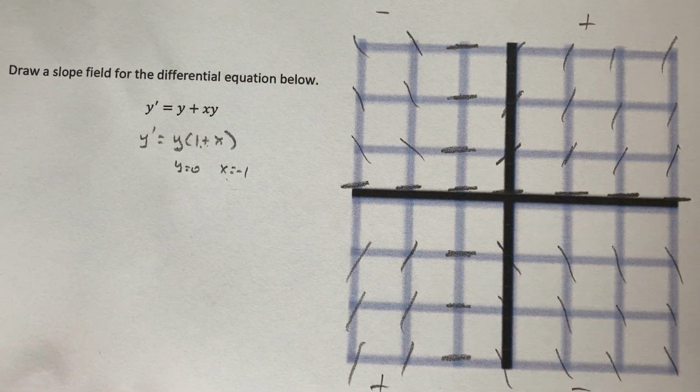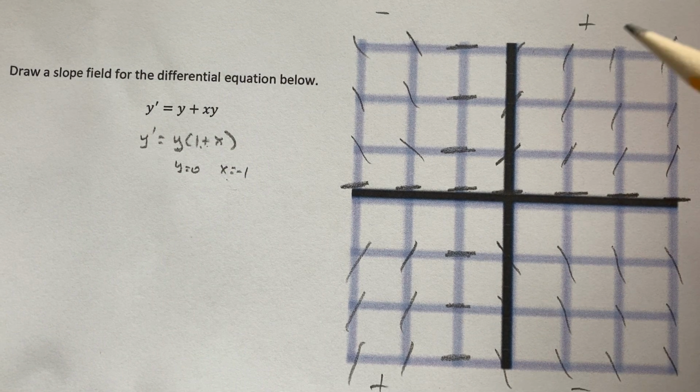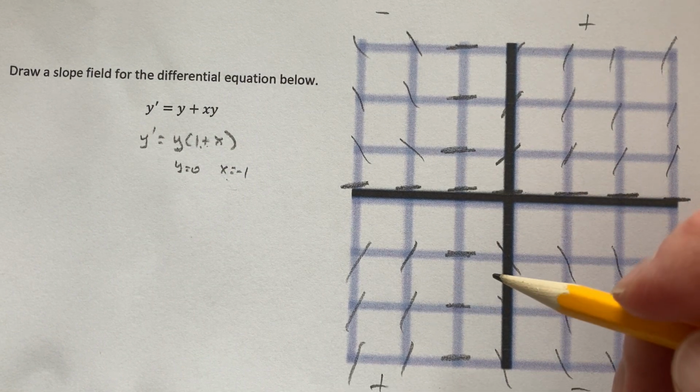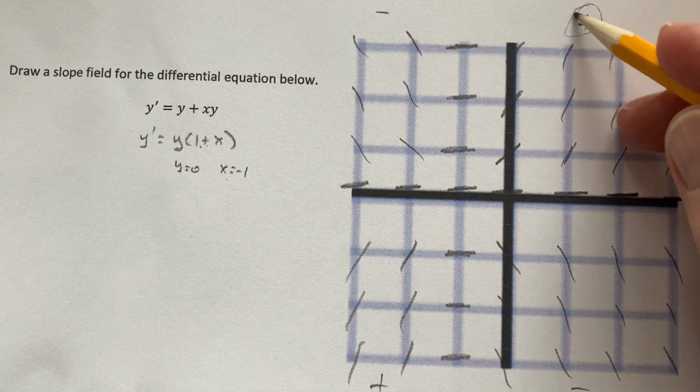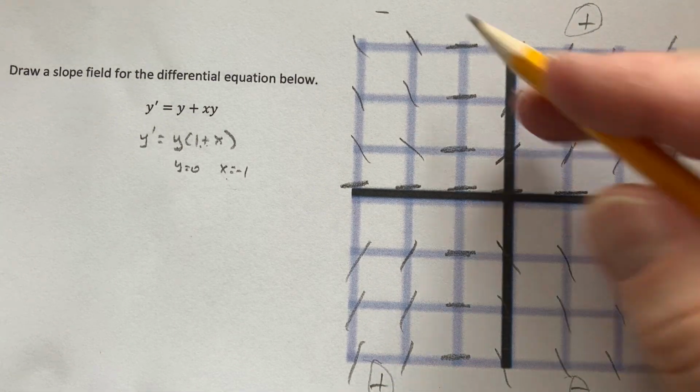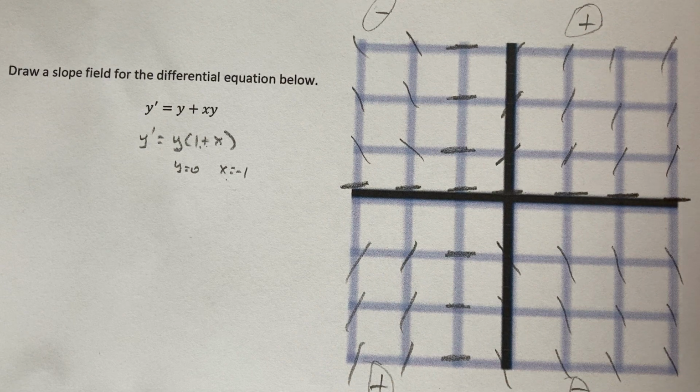But again, the AP isn't necessarily interested in measuring this with a protractor and seeing if you got it right. They just want to know, do you have positives in the right spots? Do you have negatives in the right spots? So that's the big thing to key on there.